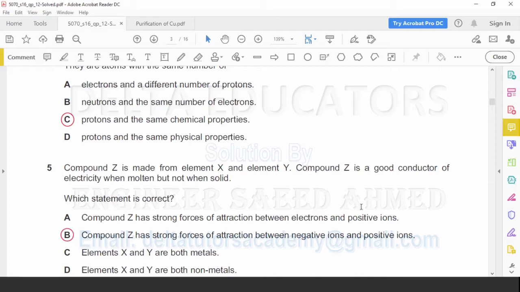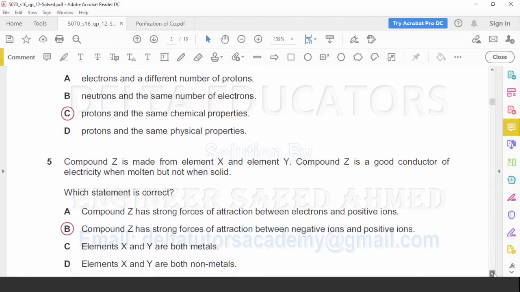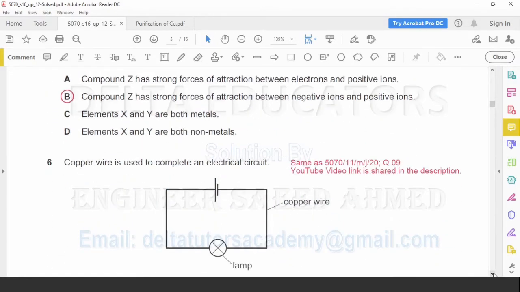What is given in option C? Elements X and Y are both metals. No, it is incorrect. One of them will be a metal and the second one will be a non-metal. In option D, it is given elements X and Y are both non-metals. It is again incorrect. One should be a metal, the second one a non-metal. So option D is also incorrect. Correct option, option B, where it is given compound Z has strong forces of attraction between negative ions and positive ions.